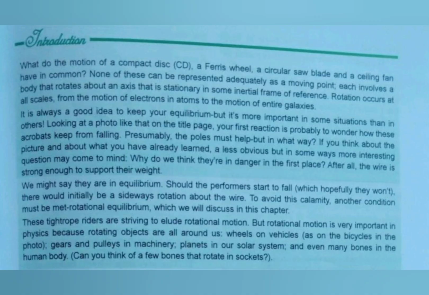Should the performers start to fall, which hopefully they won't, there would initially be a sideways rotation about the wire. To avoid this calamity, another condition must be met, rotational equilibrium, which we will discuss in this chapter. These tightrope riders are striving to elude rotational motion. But rotational motion is very important in physics because rotating objects are all around us. Wheels on vehicles, as on the bicycles in the photo, gears and pulleys in machinery, planets in our solar system, and even many bones in the human body. Can you think of a few bones that rotate in sockets?